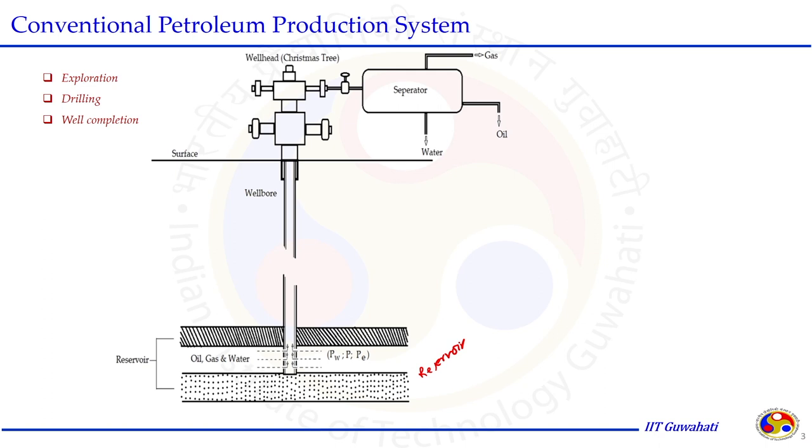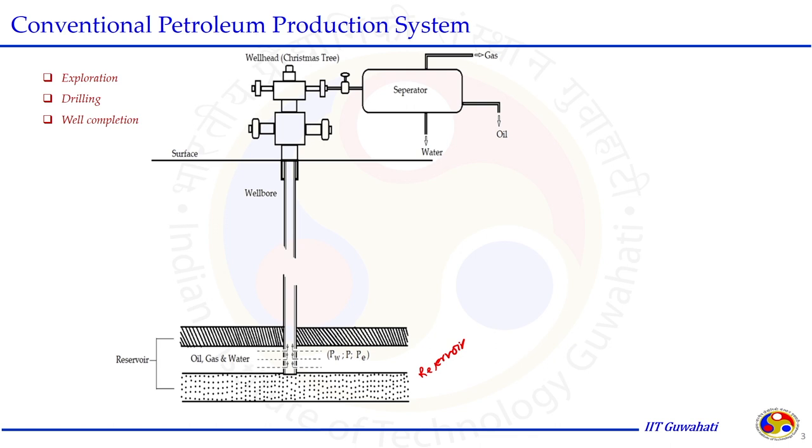The reservoir is at very high pressure, very far underneath the surface, on the order of several thousand feet, where the reservoir fluids are stored. To reach this reservoir, we need to drill the well, and the section is called the wellbore. At the surface, what we see is the Christmas tree, and that Christmas tree has the monitoring, controlling and safety features for this production system.